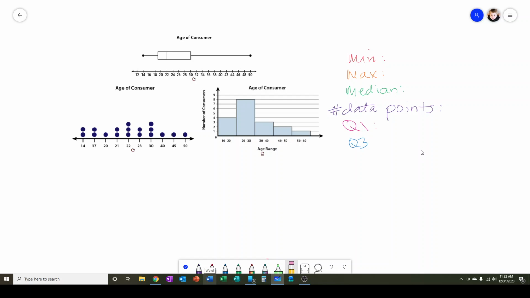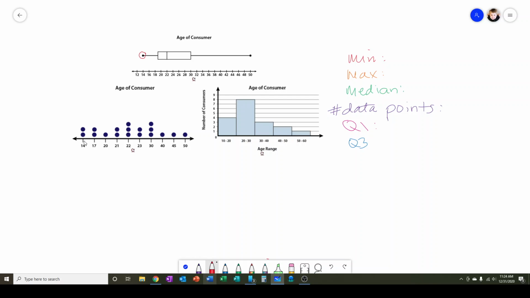And so it's super important to remember that a minimum value is not the lowest number on a number line or a graph. It's the lowest data point. So if you look here at the box plot, you'll notice that this number line goes down to 12, but this is not the minimum value because here the lowest data point is actually on 14. So the minimum value of this data set is 14.